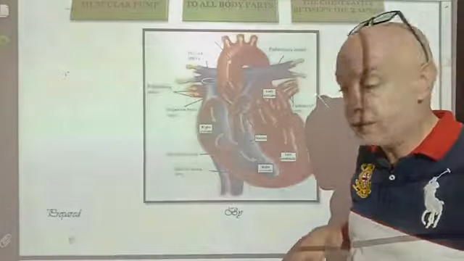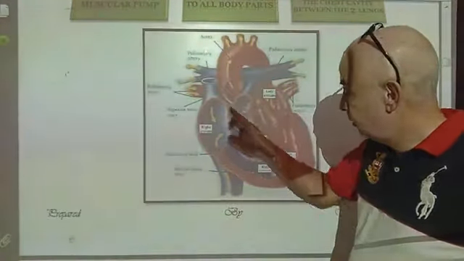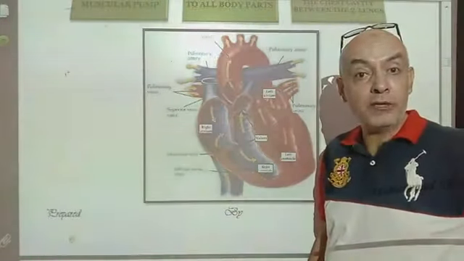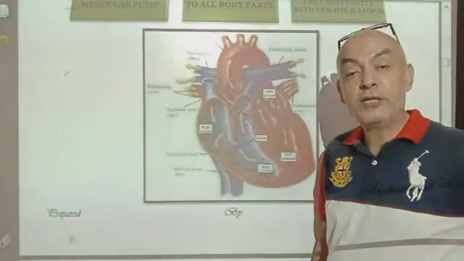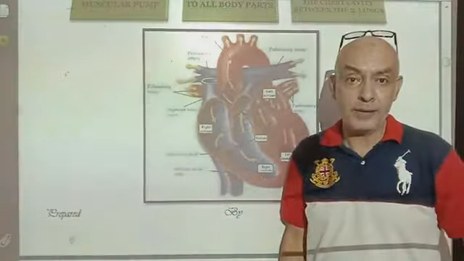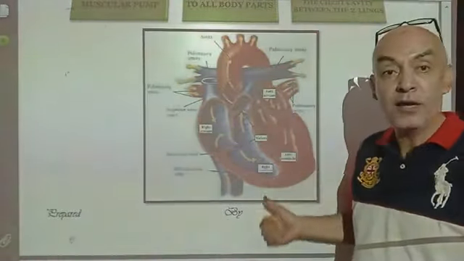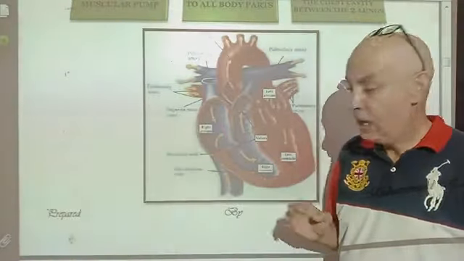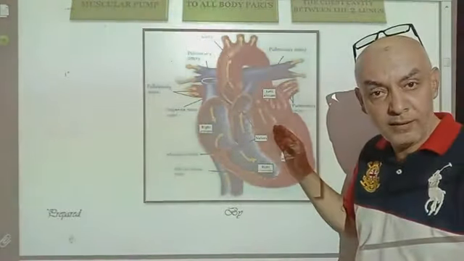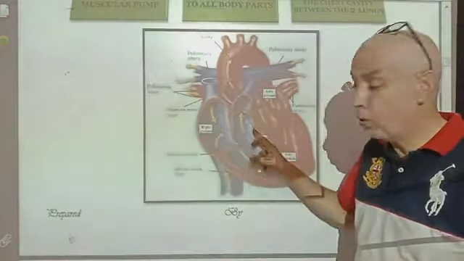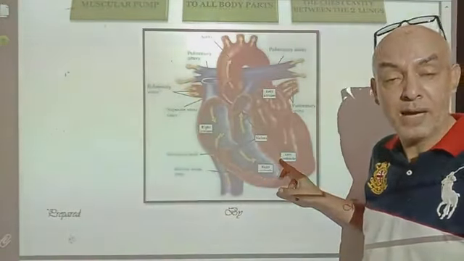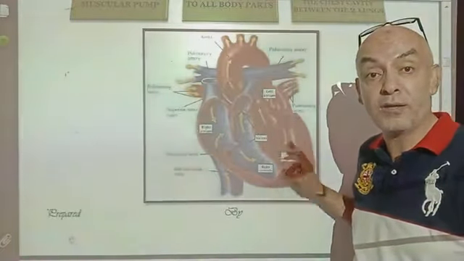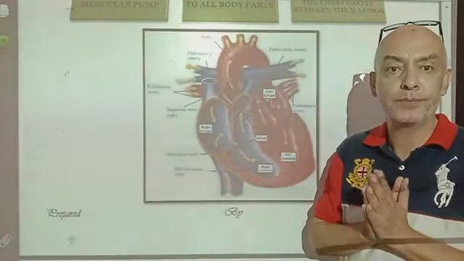It consists of two sides, right side and left side. Here in the right side, the blood is rich in carbon dioxide, which is called deoxygenated blood. But here in the left side, the blood is rich in oxygen, which is called oxygenated blood. Between the right side and left side, there is a muscular wall called septum. Why? To prevent the blood from mixing together.